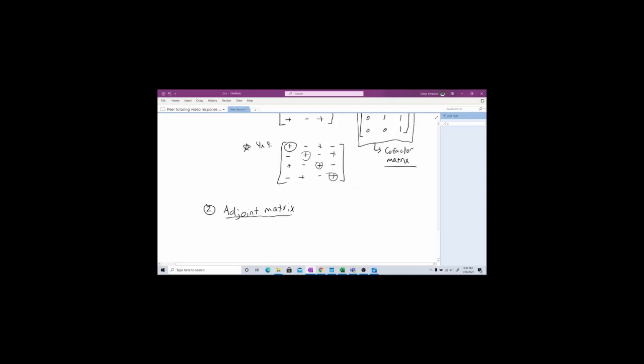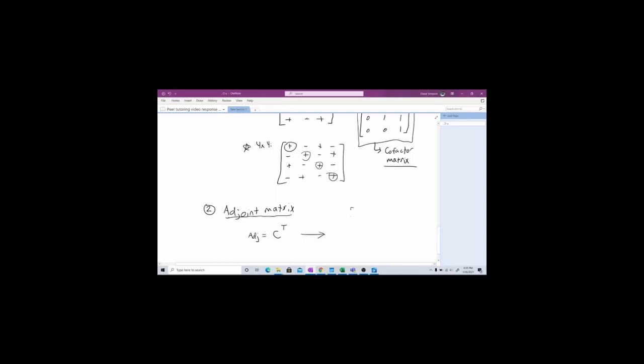So we've made a lot of progress. But the adjoint matrix is actually really easy because all we have to do is take the cofactor matrix and then take the transpose. So let's call the cofactor matrix C, and then this is ADJ. It's just going to be C transpose.